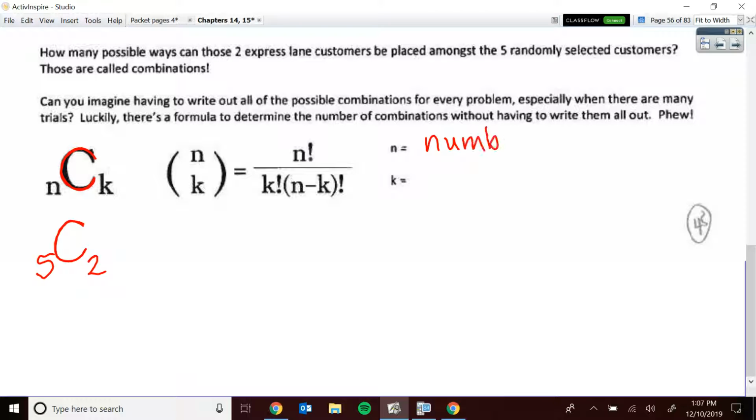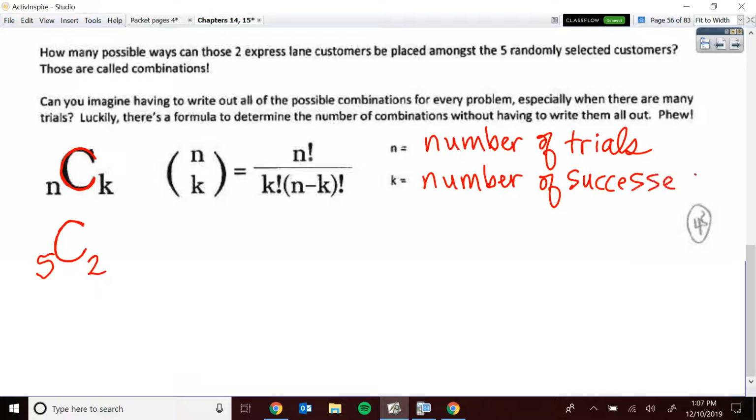So n is actually our number of trials, which in this case is our number of customers. And what did k represent? It's the number of successes. In our case, a success was somebody who does what? Uses the express checkout. Okay, so let's figure out how to do this. You could write this like 5 choose 2. So a couple of things I'm going to write. You would say this, n choose k successes.